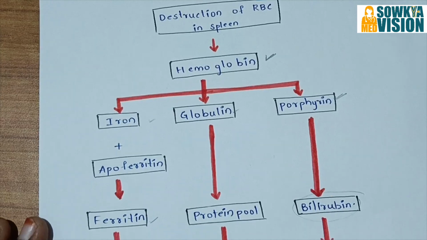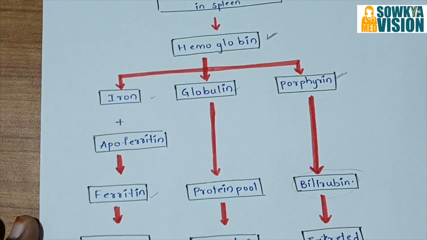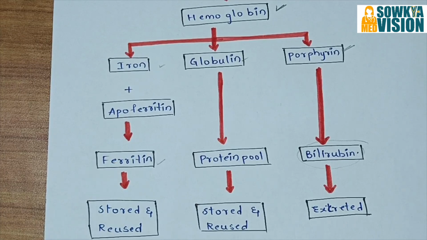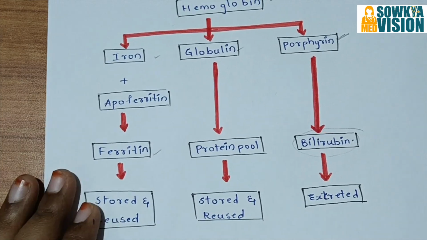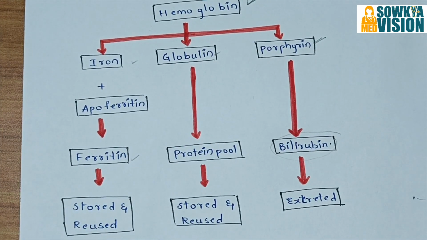Now the iron is combined with apoferritin and formed into ferritin, which is stored and reused. The globulin is a protein which is used for further functions. And porphyrin is converted into bilirubin, which is excreted out by the liver as bile.